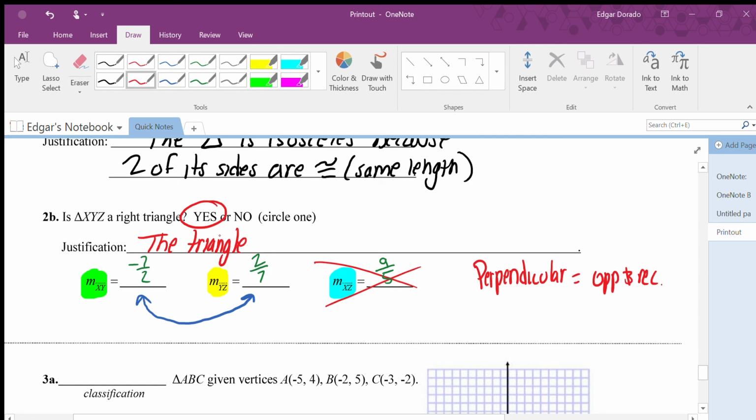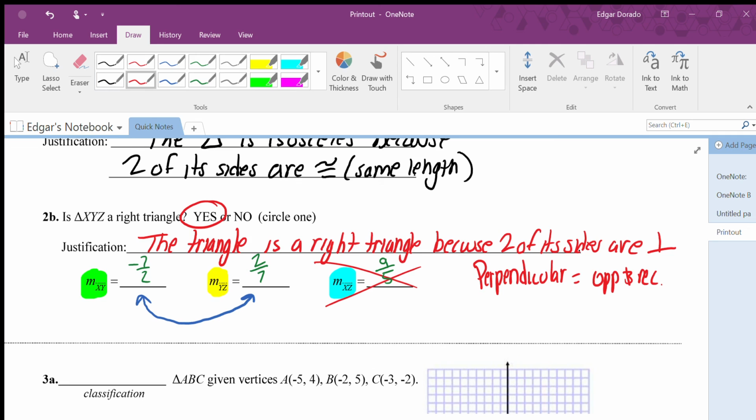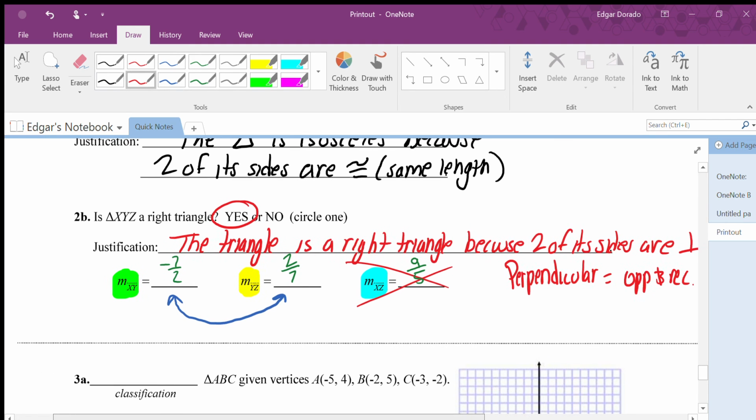let's explain it. Incomplete sentences. Okay? So the triangle is the right triangle because two of its sides are perpendicular. You can just use that little symbol there. So the triangle is right because two of its sides are perpendicular. We know that because we found the slopes and we saw that they were opposite and reciprocal slopes.